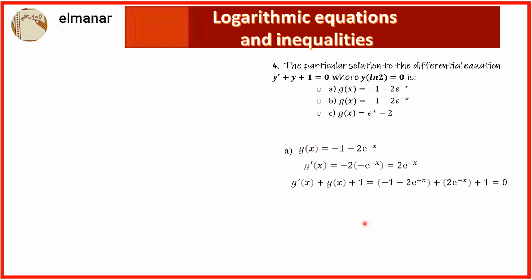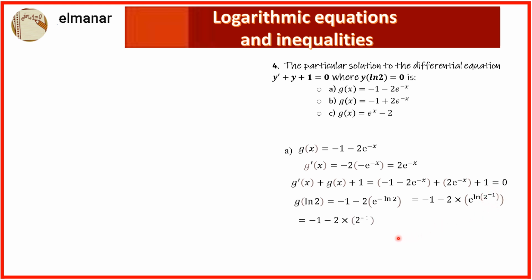Now, let us verify the second relationship, which is g of the natural log of 2 equals negative 1 minus 2 times e to the power of negative natural log of 2. What does it equal? Negative 1 minus 2 multiplied by e to the power of negative natural log of 2. To handle the natural log here, we take the minus sign from the outside and move it inside the natural log, so that it can be cancelled with the exponential. Inside the natural log, it becomes 2 to the power of negative 1. So I have negative 1 minus 2 multiplied by e to the power of the natural log of 2 to the power of negative 1.